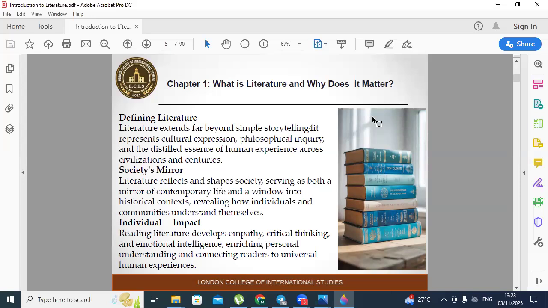Individual impact. Reading literature develops empathy by allowing us to experience lives different from our own. It strengthens critical thinking by requiring us to analyze complex ideas and ambiguous situations. It builds emotional intelligence by deepening our understanding of human psychology and relationships. Ultimately, literature enriches personal understanding while connecting readers to universal human experiences.